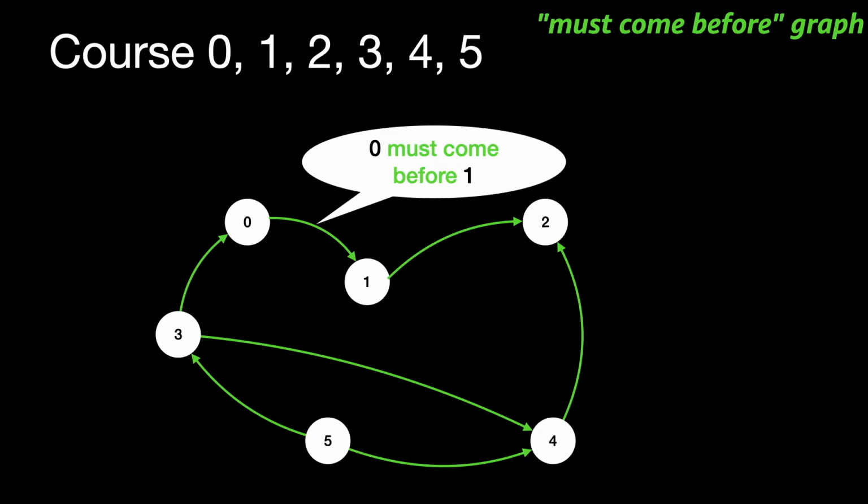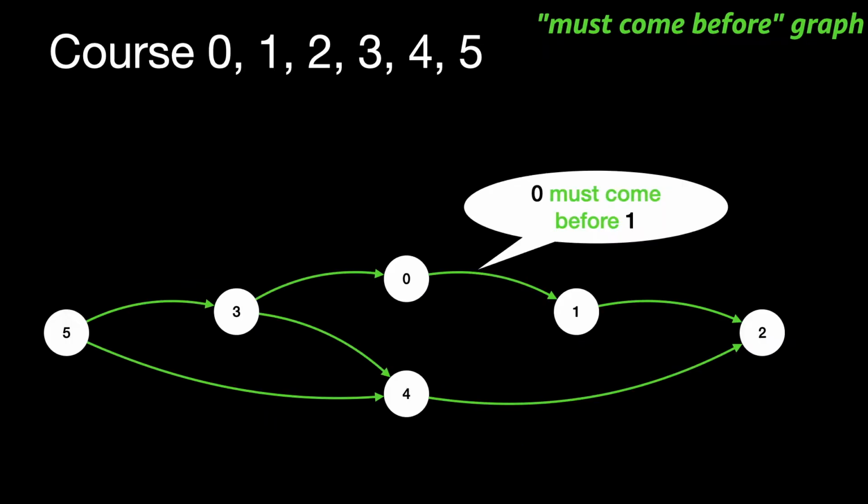Let's try to rearrange this graph a little bit. By the way, this is a must come before graph. Here is the updated one. Is it clearer than the previous one? From the left, we can see course 5 does not have any prerequisites, so course 5 can be scheduled first. Let's use this graph to perform a manual problem-solving process.